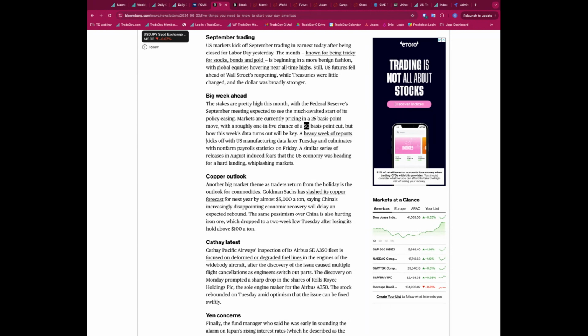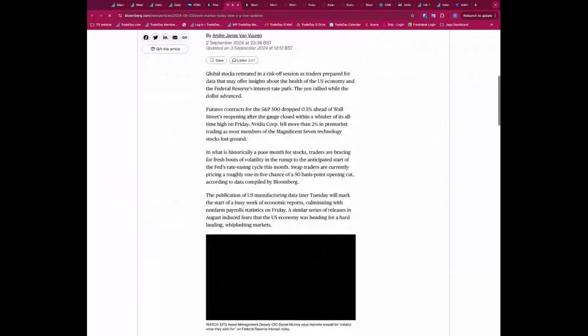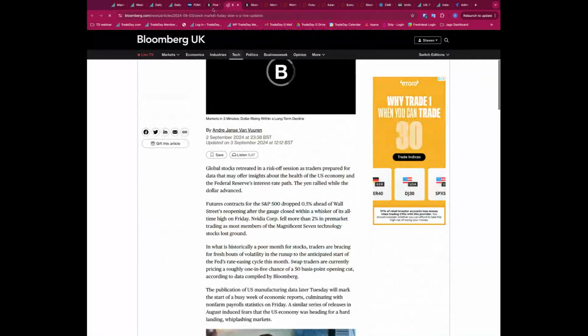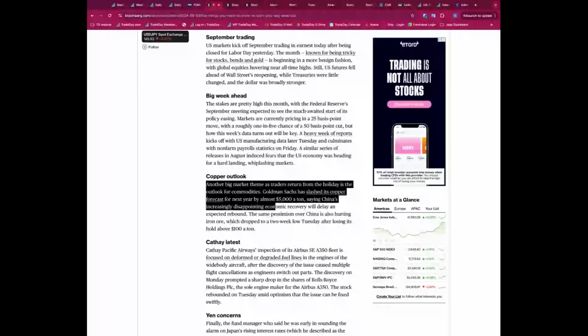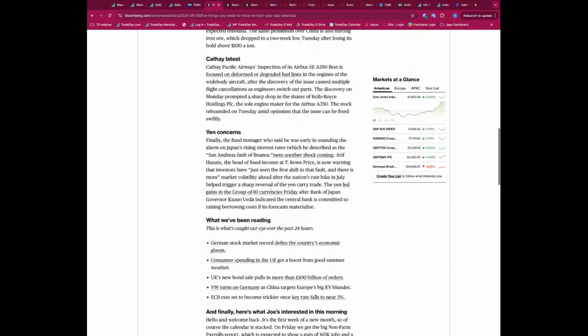So we've got a heavy week of reports, US manufacturing data. I'll just pop this one out and we can see: stocks fall before manufacturing data. So we get the US PMI data, then again the US PMI later in the week, and then the jobs data on Friday. So a heavy week of reports. US manufacturing on Tuesday, non-farm payrolls on Friday. Another big market theme, with trades driven by holidays, is the outlook for commodities. Goldman Sachs has slashed its copper forecast for next year, not really impacting us. Cathay Pacific Airways, not really big for us here.